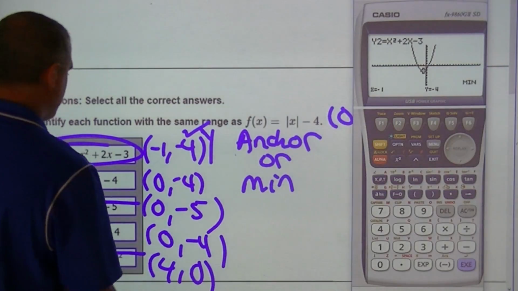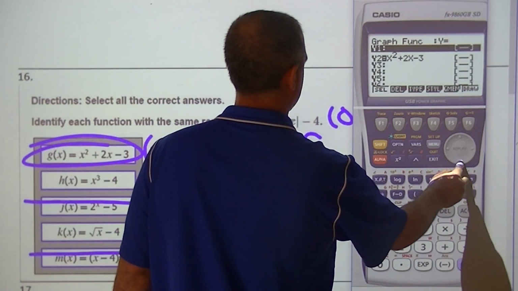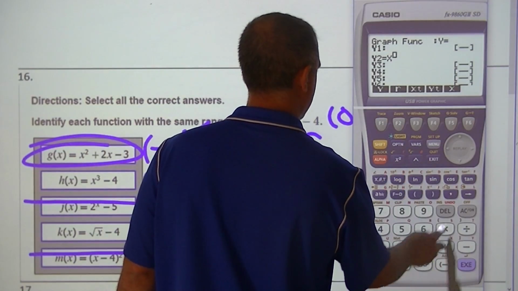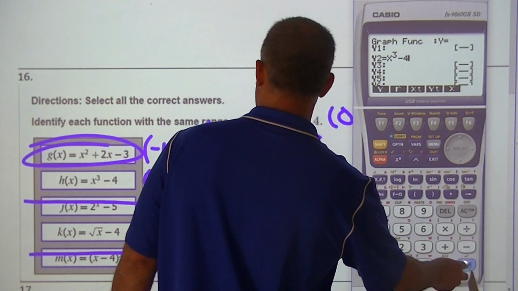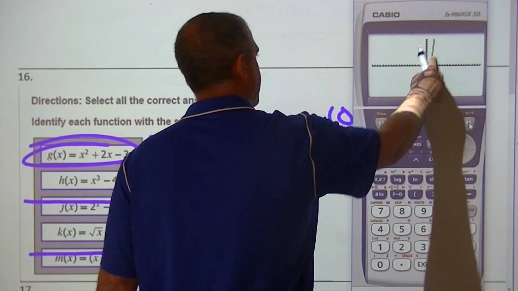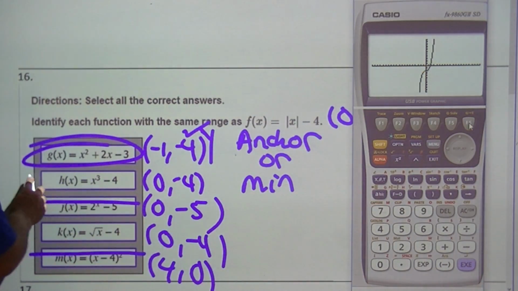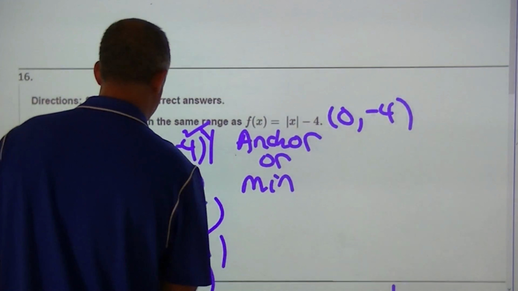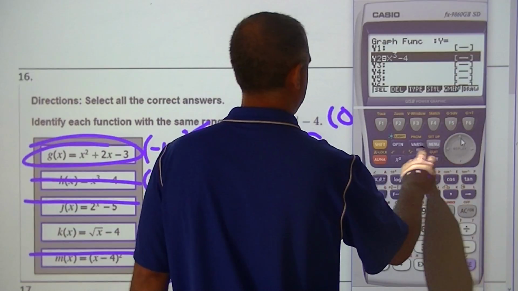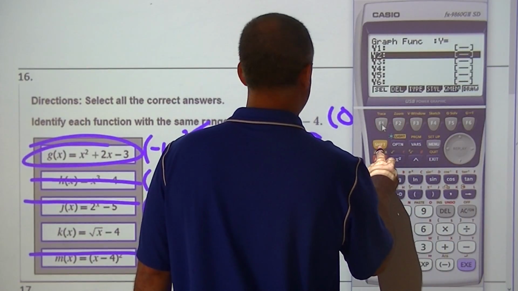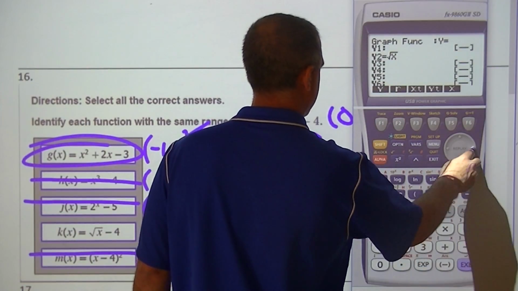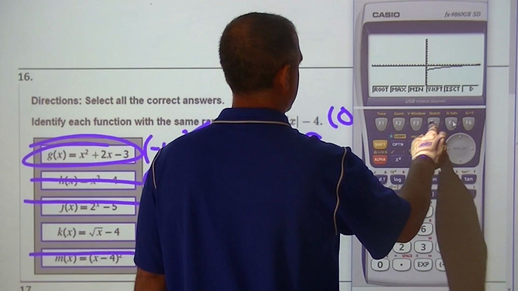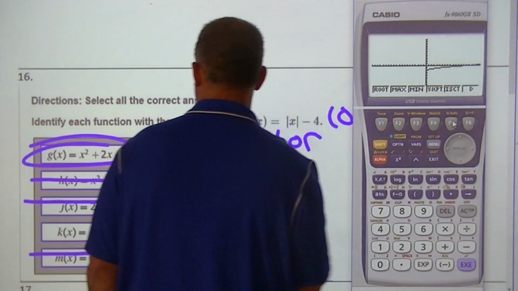Now this one. I got x cubed minus 4. When I draw this one, as you can see, it keeps going all the way down, so that will not be one of my answers. And that's the only other one I got to check. Square root of x minus 4. And you can see that that goes as well. So that would be my answers.